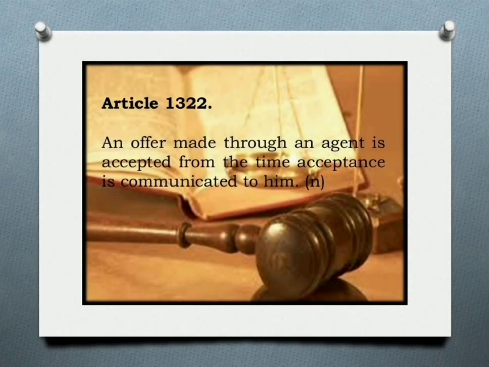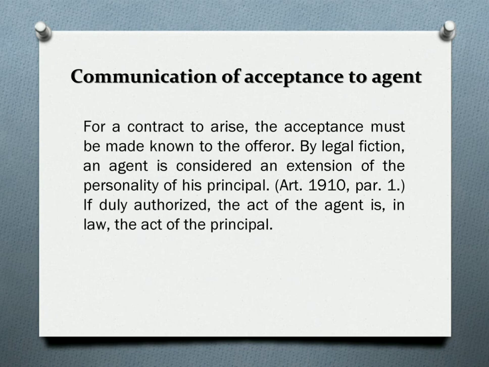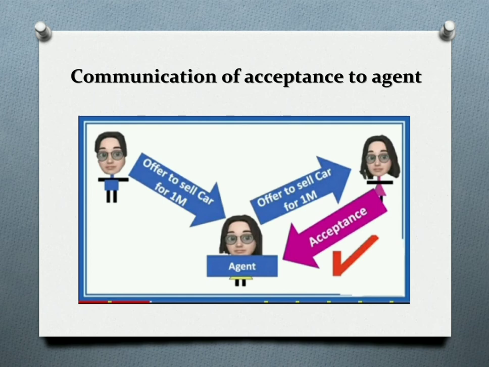Next is Article 1322. An offer made through an agent is accepted from the time acceptance is communicated to him. Communication of acceptance to agent. For a contract to arise, the acceptance must be made known to the offeror. By legal fiction, an agent is considered an extension of the personality of his principal. According to Article 1910, Part 1, if duly authorized, the act of the agent is, in law, the act of the principal.